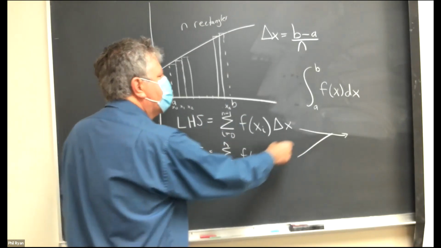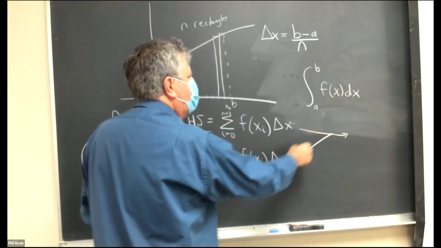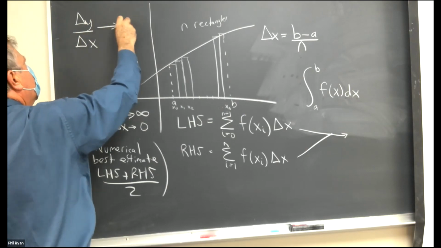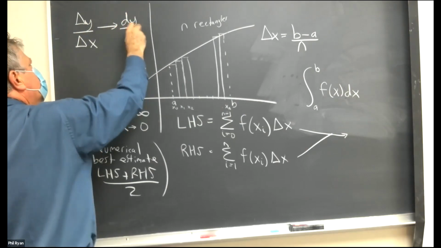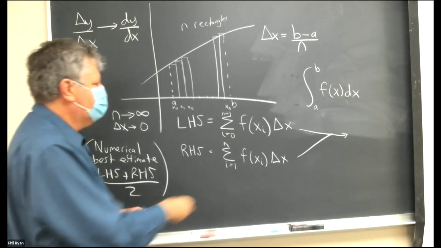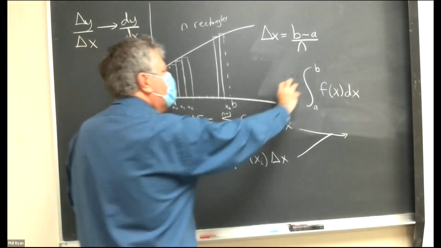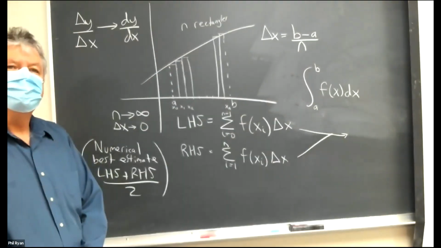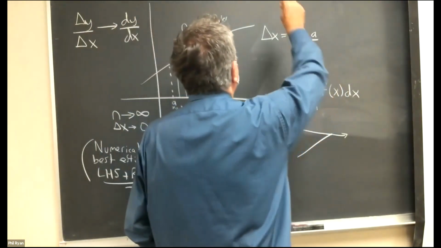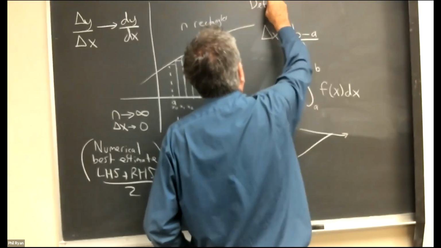Here is the f of x, goes there. Here's the delta x. Well, that goes to dx in the limit, just like delta y over delta x goes to dy dx. The same thing. And then the sigma gets turned into that. Okay? And this thing here is called a definite integral.